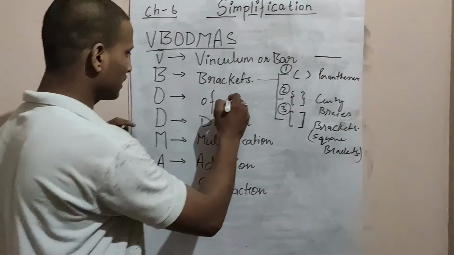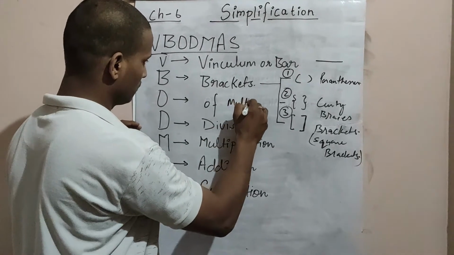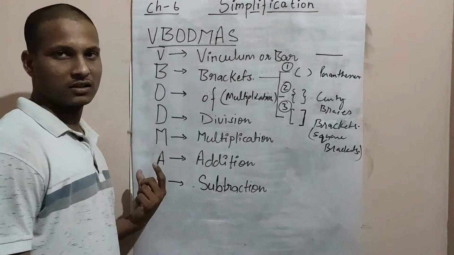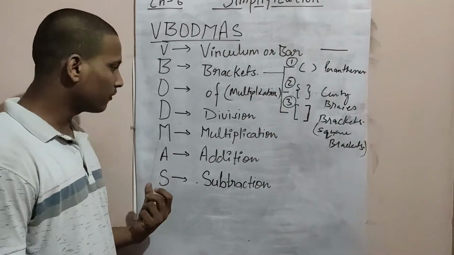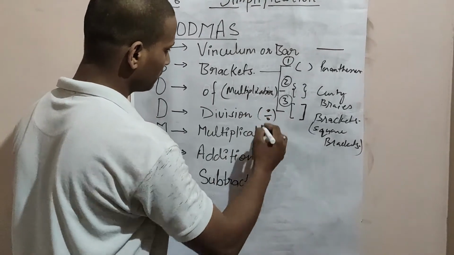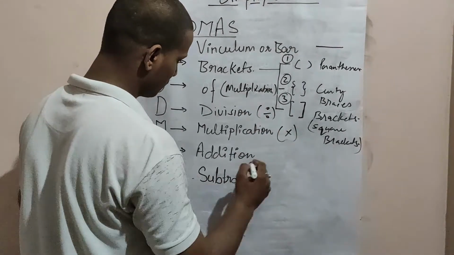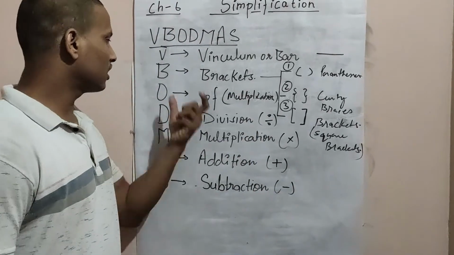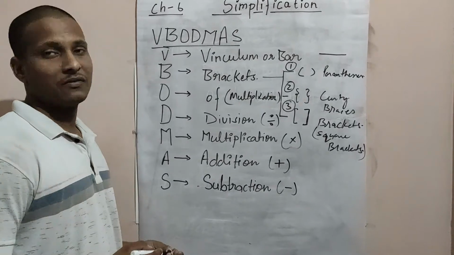Next is of. Of means multiplication, basically the product of two numbers. Of represents the product of two numbers. Next is division. We are all aware of the division symbol. Next is multiplication, then addition, and the last is subtraction. This is the order we have to follow in the simplification chapter.